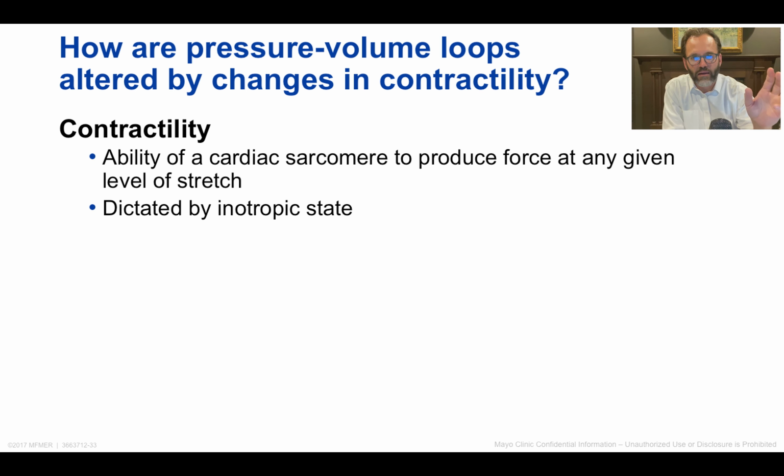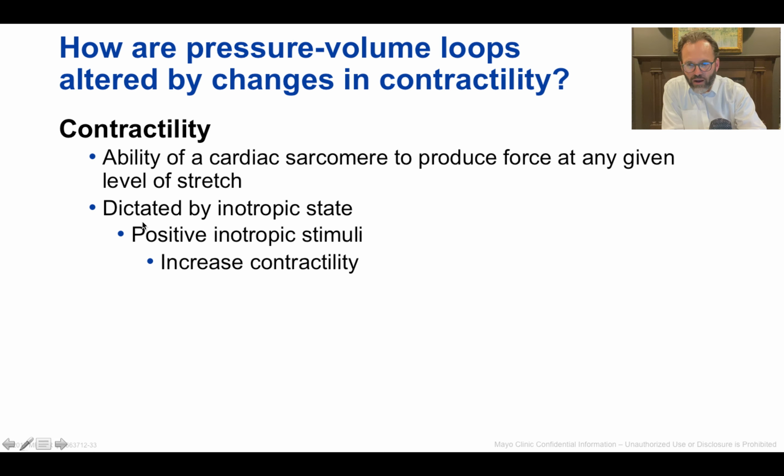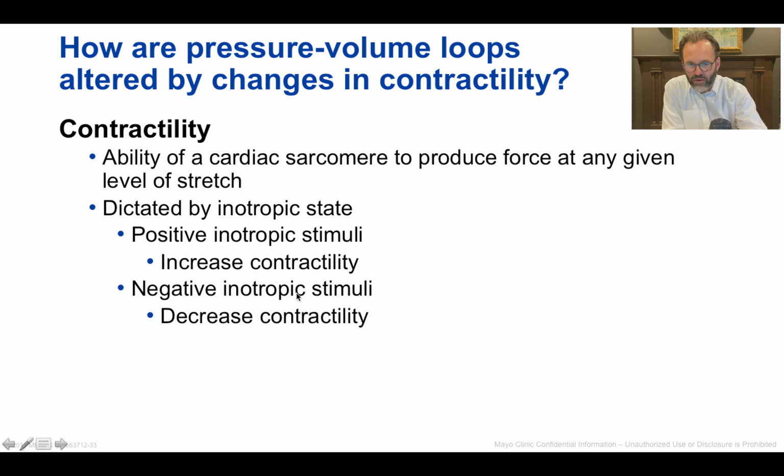And so that's dictated by something called the inotropic state of the heart. If you have a positive inotropic stimulus, that is something that increases contractility. If you have a negative inotropic stimulus, that's something that is going to be decreasing contractility. So when you have a positive inotrope, at any level of length, any level of preload, you will have better function. With a negative inotropic stimulus, at any level of stretch, any level of preload, you will have a lower degree of contractility or tension generation.